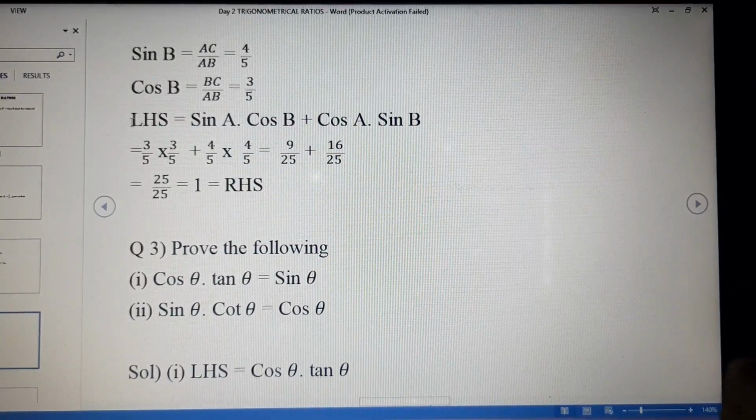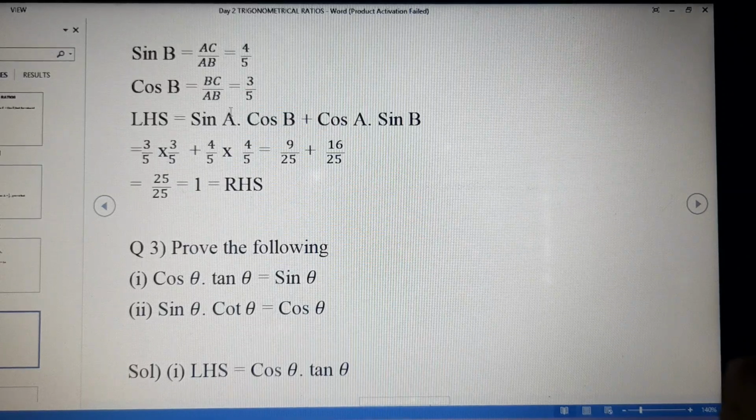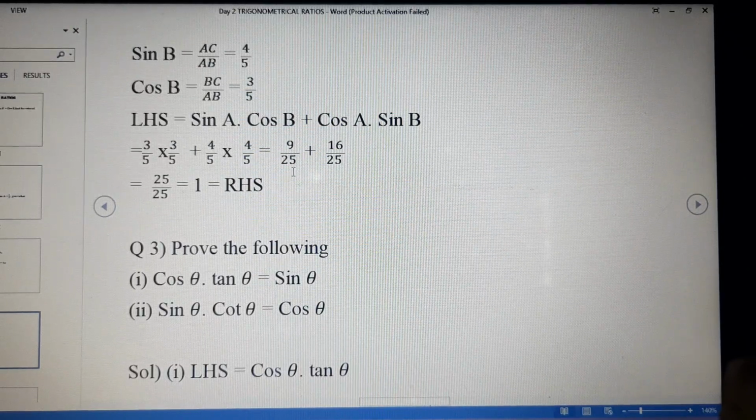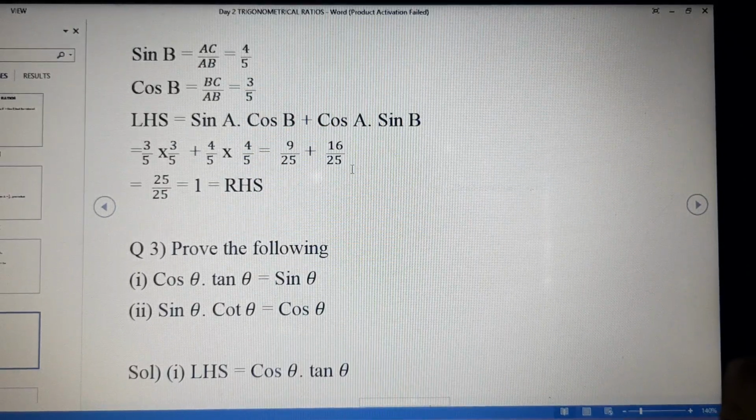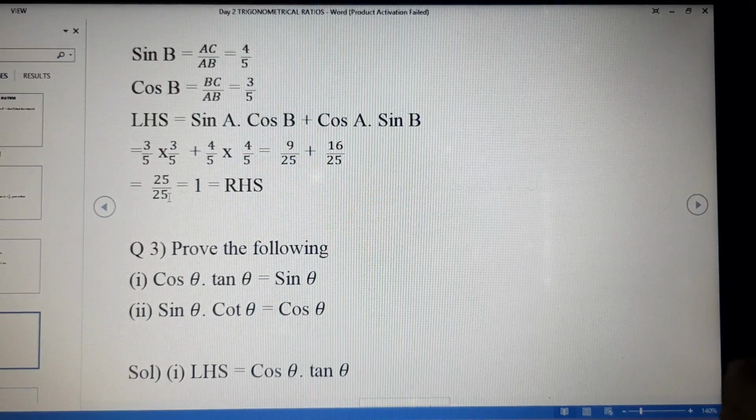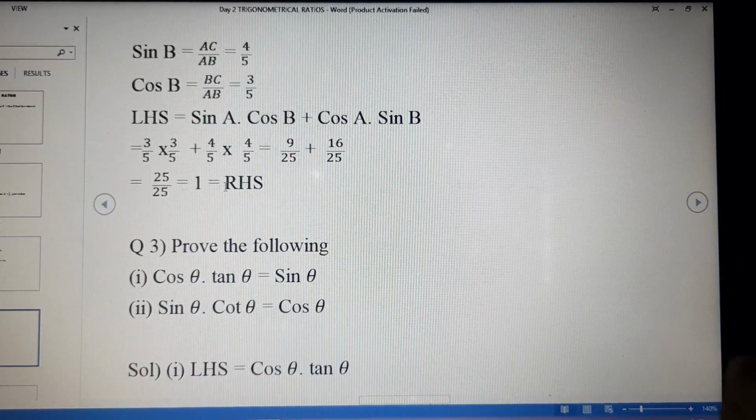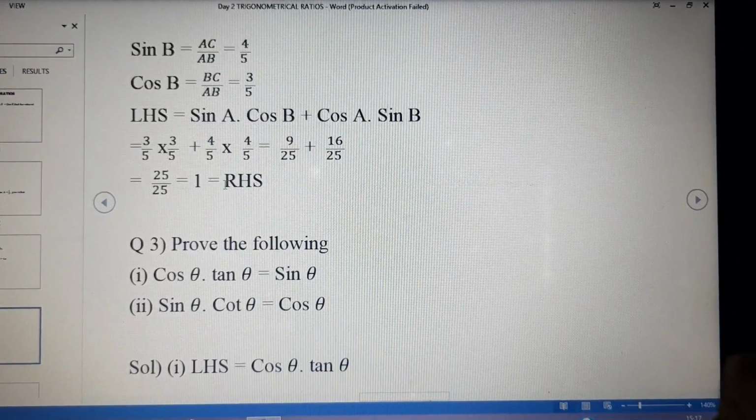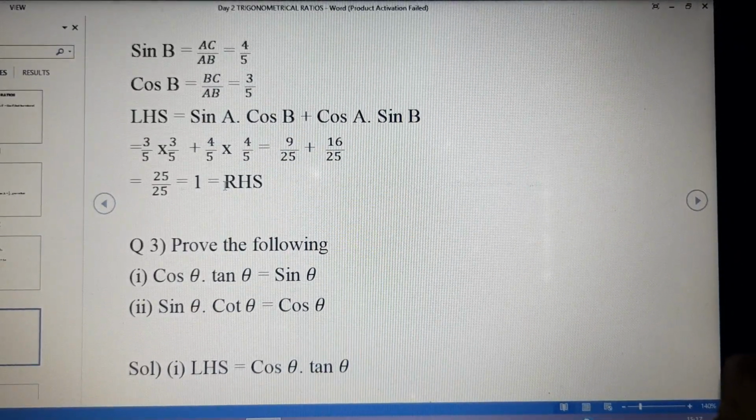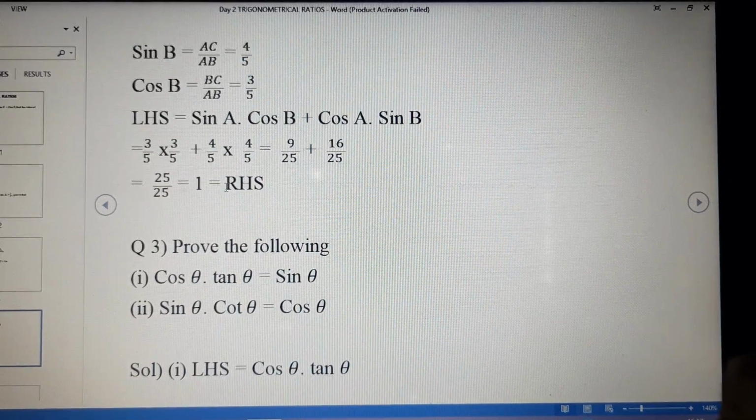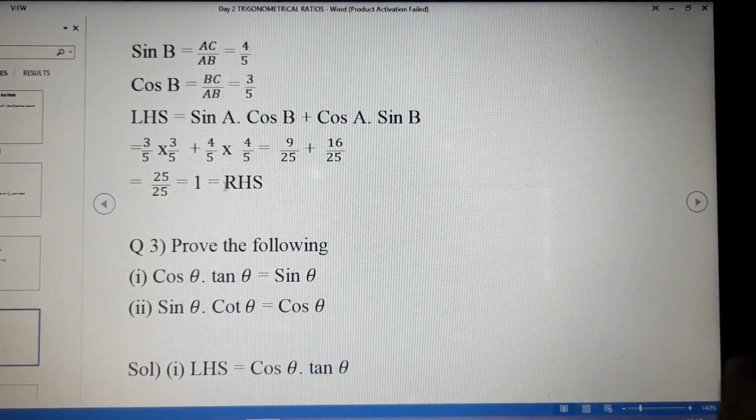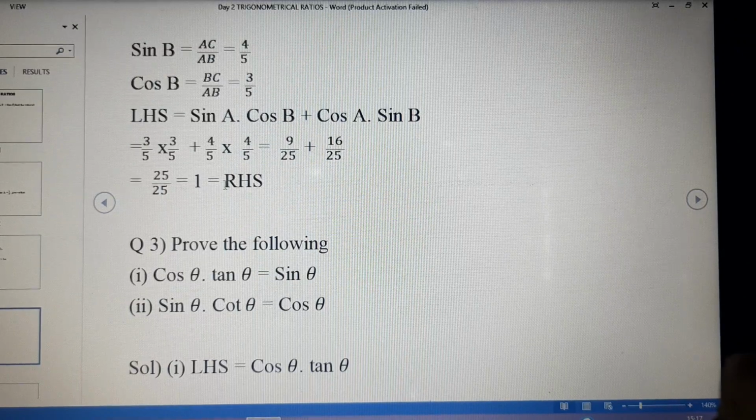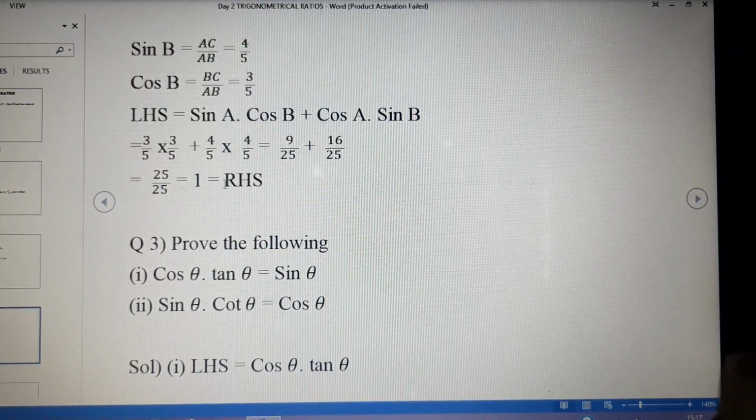We will write only the LHS and substitute all the values. So 3 3s are 9, 5 5s are 25. 4 4s are 16, 5 5s are 25. Like fractions, when we add them, 9 plus 16 is 25, 25 divided by 25 becomes 1. And we have got the RHS. We have a few more proving questions, clear, where we are going to use the quotient relations and reciprocal relations.